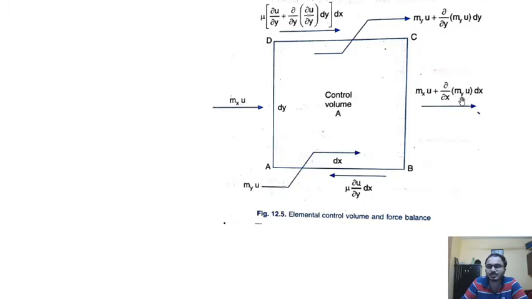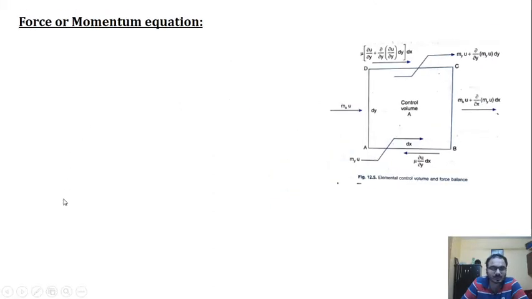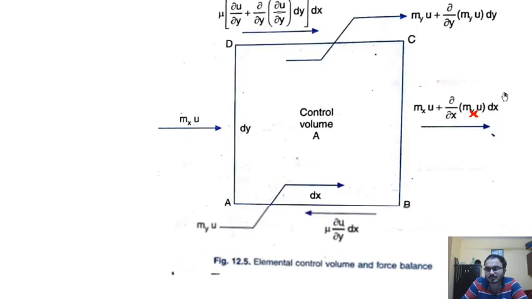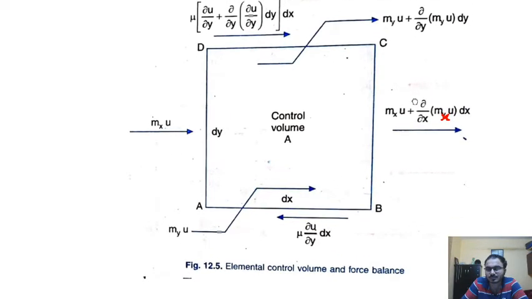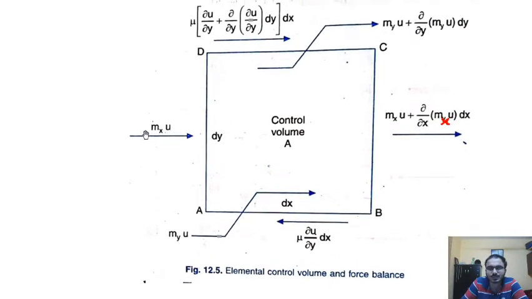Here actually it has to be mx into u. Let me correct this. Here it will be x. Okay, so this will be the momentum change through this distance dx.